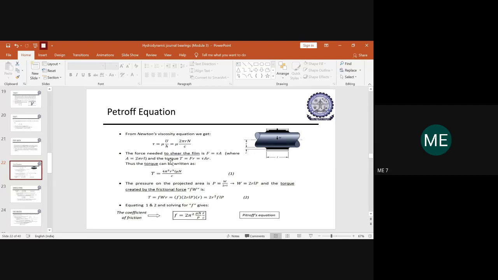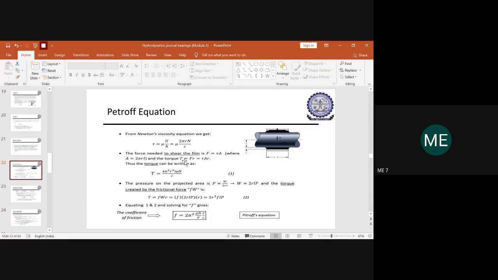This is how the shear stress will be changed. Then we have to see that the force needed to shear the film is given by force equal to shear stress into area. Shear stress is equal to force by A, and the same thing we are formulating here because we need the force needed to shear a film of lubricant. For that, F is equal to shear stress into A. We know that the area will be equal to 2 pi r into the length of the bearing.